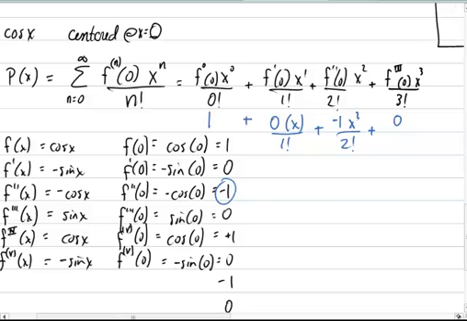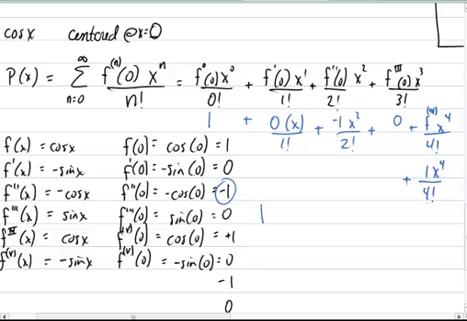Let's look at the next one. Well, my next one is going to have to be the fourth derivative: plus x to the fourth over 4 factorial. So look, we can see the pattern that's going on.